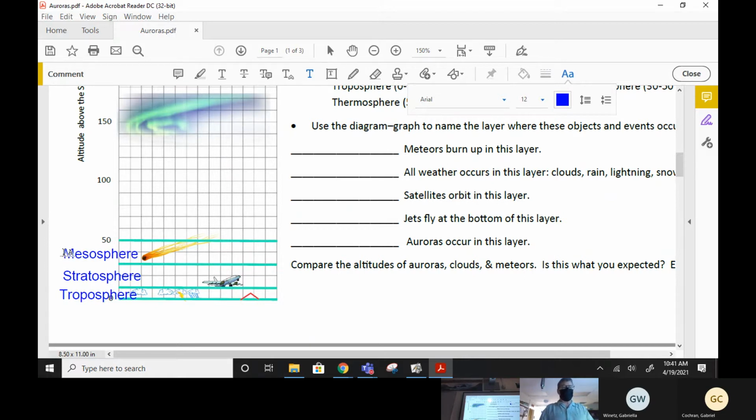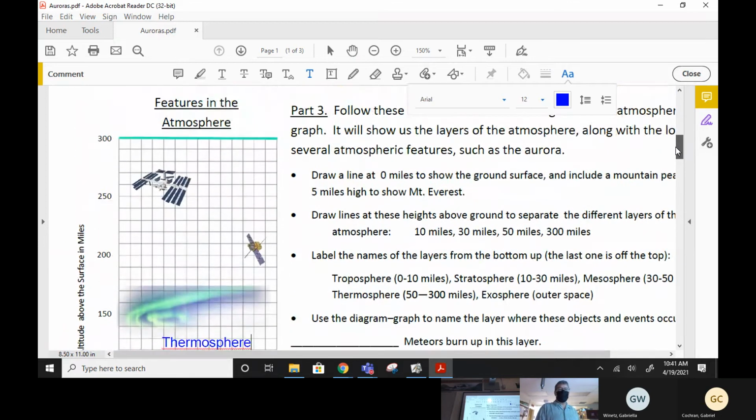Next, we have the mesosphere. Then we have this really thick layer called the thermosphere. It goes all the way from 50 to 300 miles above the Earth. And then once you've left the atmosphere, you're technically in outer space, and we call that the exosphere.